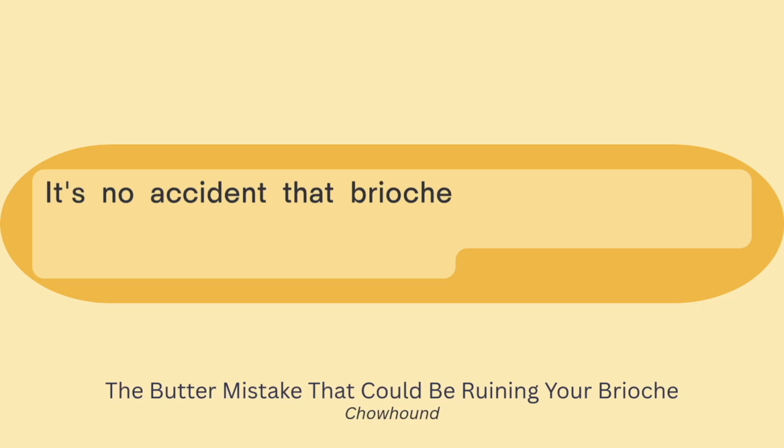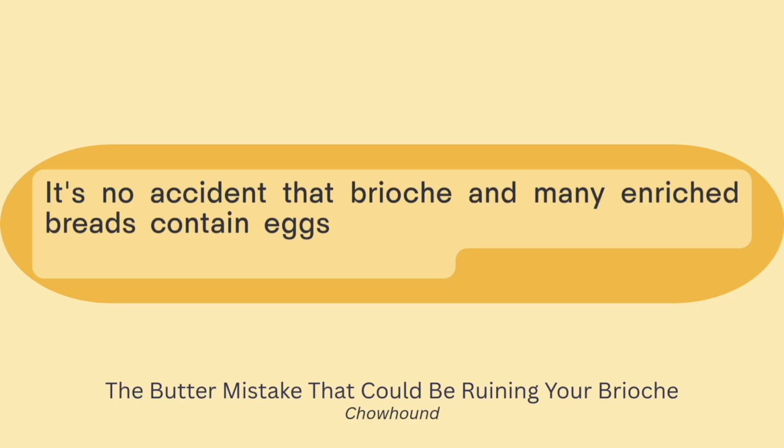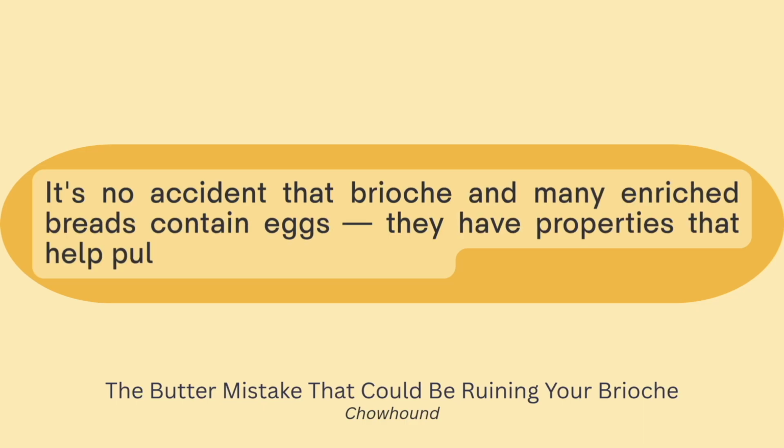Nathan Myhrvold, founder of Modernist Cuisine, notes, "It's no accident that brioche and many enriched breads contain eggs. They have properties that help pull ingredients together." So if you are using a brioche dough and you're not vegan and the recipe doesn't call for eggs, you could try an experiment by simply omitting like a 1/4 cup of water or milk and adding an egg and making 2 types of enriched dough.